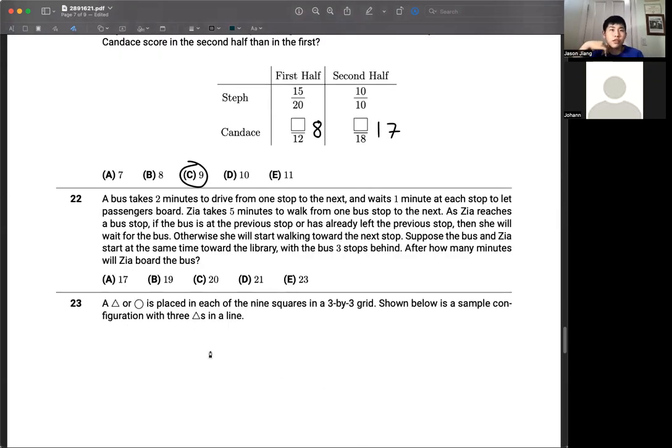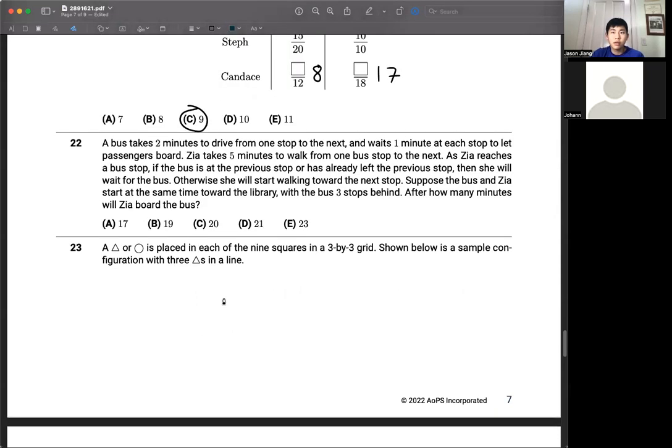A bus takes 2 minutes from one stop to the next and waits 1 minute at each stop to let passengers board. Zia takes 5 minutes to walk from one bus stop to the next. As Zia reaches a bus stop, if the bus is at the previous stop or has already left the previous stop, she will then wait for the bus. Otherwise, she will start walking towards the next stop. Suppose the bus and Zia start at the same time toward the library with the bus 3 stops behind. After how many minutes will Zia board the bus?